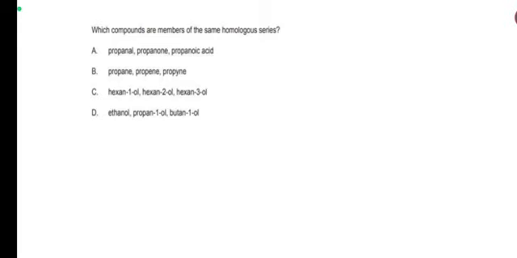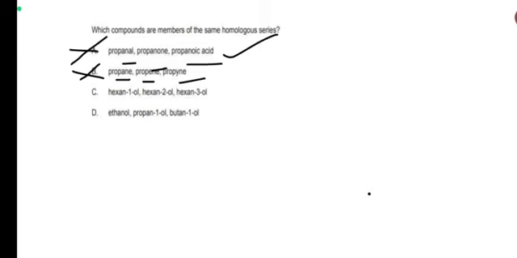Second question, which is about the homologous series. They are asking which compounds are members of the same homologous series. In the first set, it is propanal, which is aldehyde, propanone, ketone, propanoic acid, carboxylic acid. All three functional groups are different, so they do not correspond to the same homologous family. Second is propane, propene, propyne. Though all of them are propane-based, the functional group is different. So this is also not the correct option.